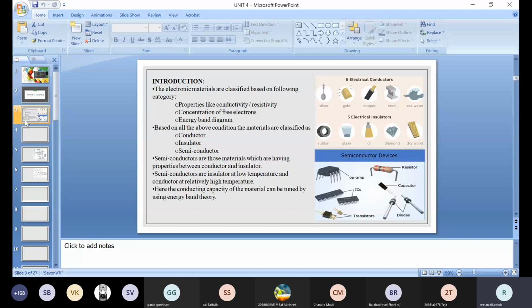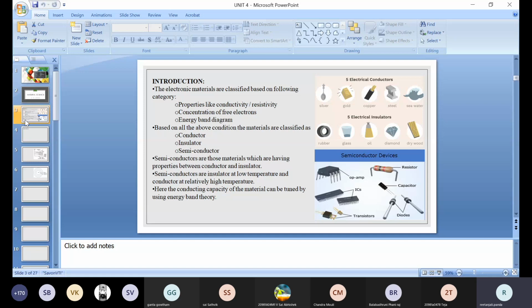The next thing is the concentration of free electrons, which I am going to tell you in a bit, and the energy band diagram. Those who attended my unit 3 classes must know I told you that based on the energy band and the gap between those two, we identify whether it is an insulator, a conductor or a semiconductor.